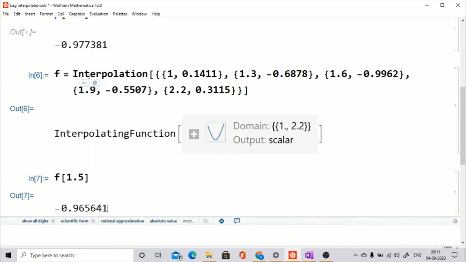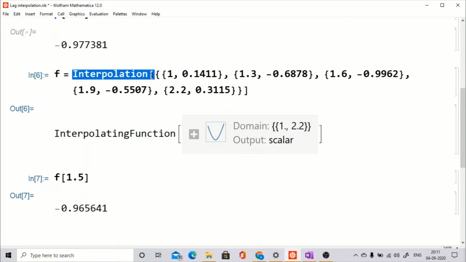So this is how you can do interpolation using the inbuilt function also. This inbuilt interpolation function will work for both equal interval and unequal interval.